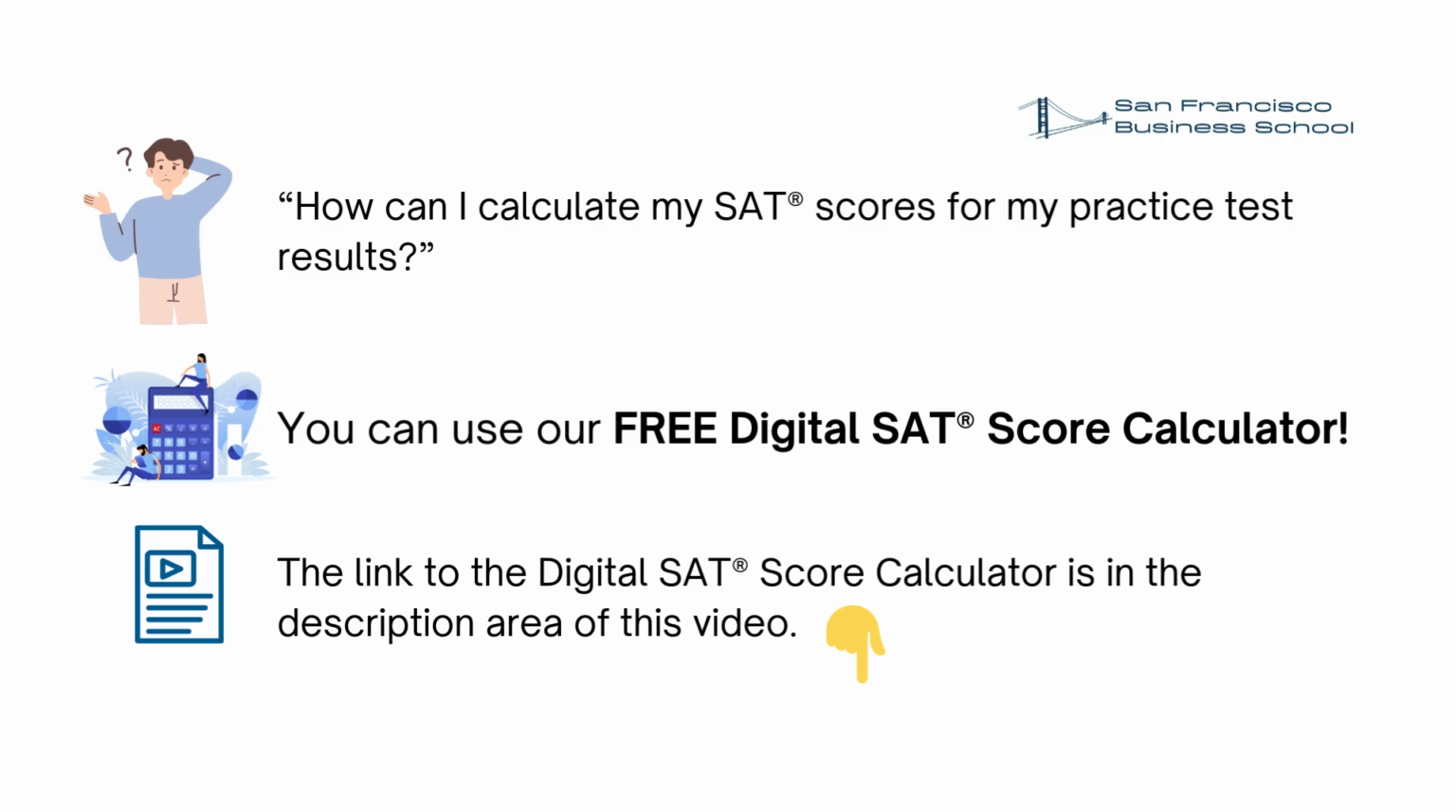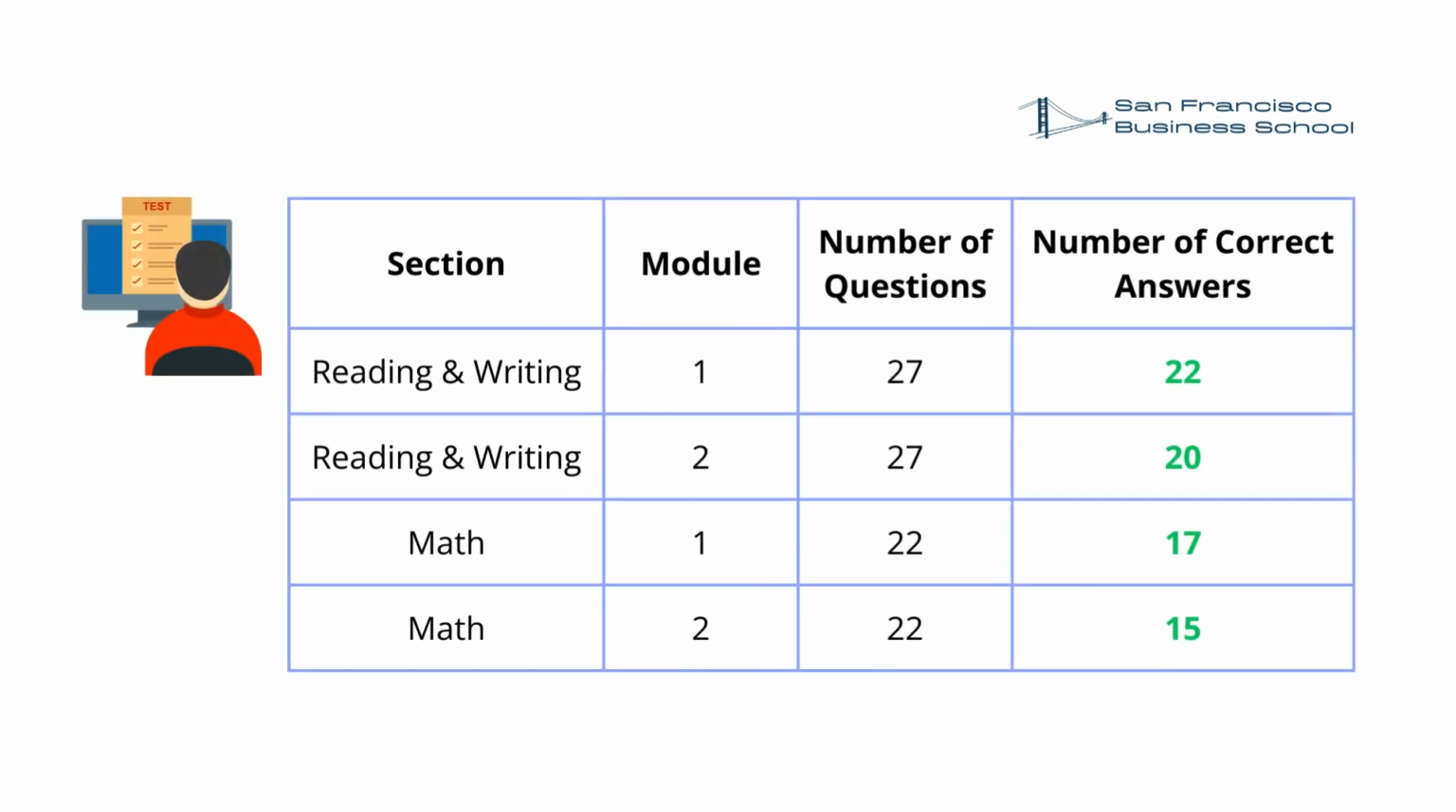Now, let's make an example digital SAT score calculation from a full-length practice test. Let's assume that your results are as follows. Reading and Writing, Module 1: 22 correct answers out of 27 questions. Reading and Writing, Module 2: 20 correct answers out of 27 questions. Math Module 1: 17 correct answers out of 22 questions. Math Module 2: 15 correct answers out of 22 questions.